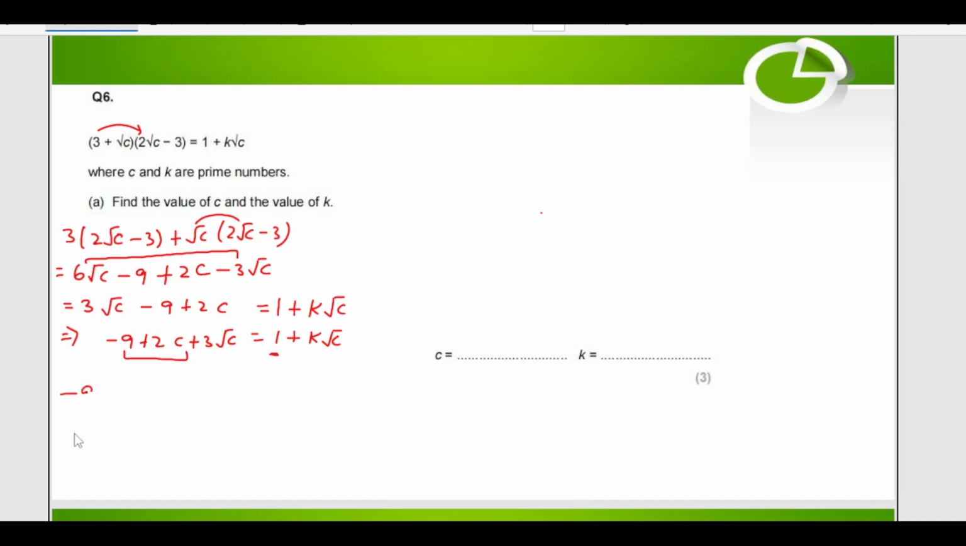So it's negative 9 when you compare both sides, equals 1, and then we have here k is equal to 3. So once you got k is 3, and they are prime numbers, 3 is a prime, so we are right here. So 2c is equal to 10 and c will be 5. So value of c is 5, which is also a prime number, right?